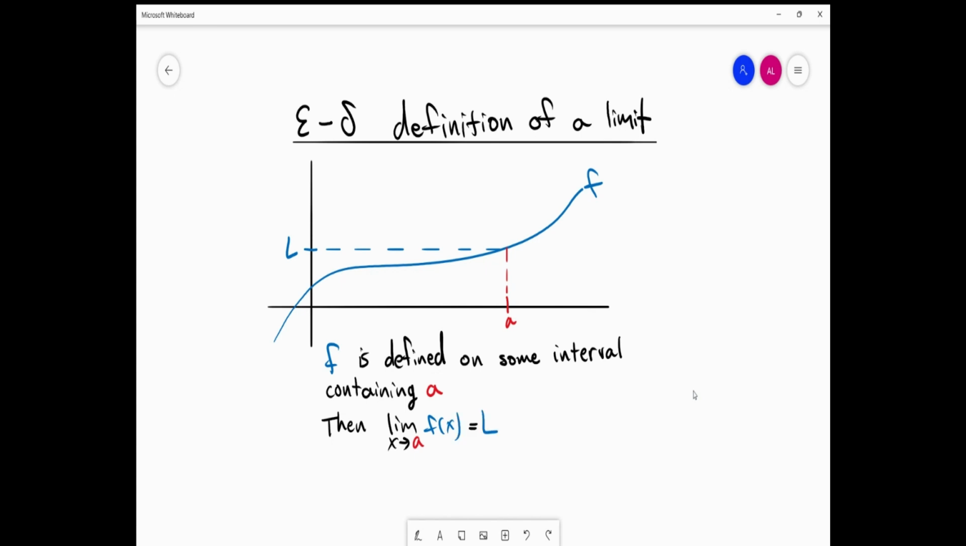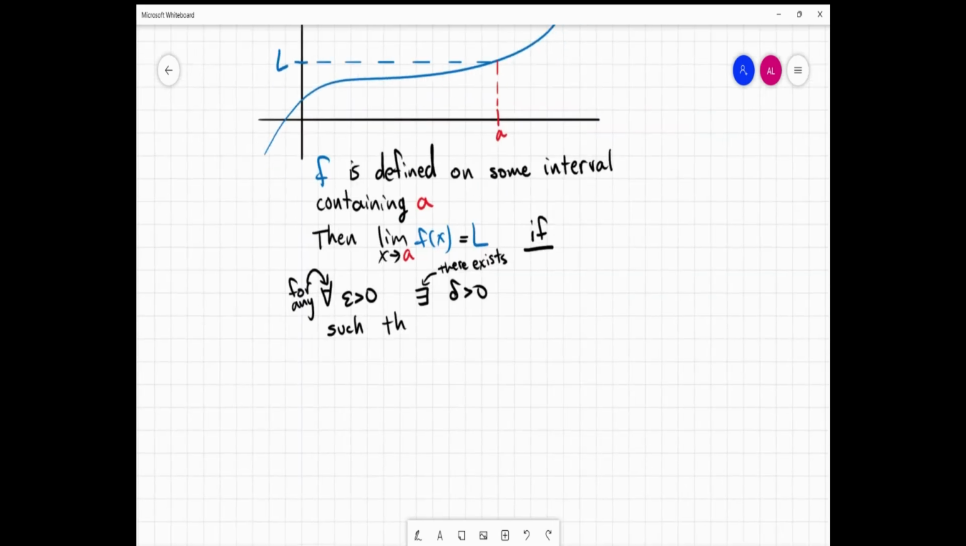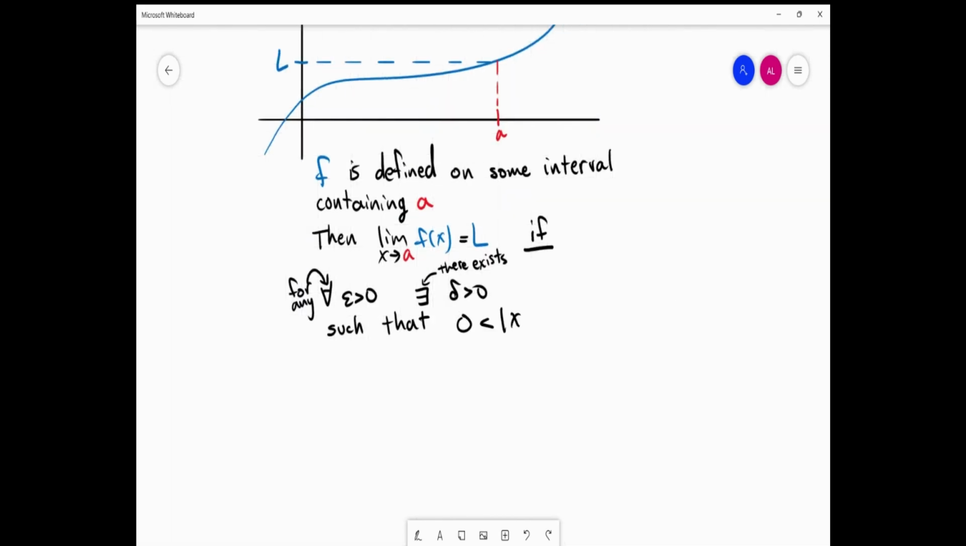So then, limit as x approaches a of f of x equals L. We can define this by saying that for any epsilon, where this upside down A is for any, there exists a delta. This backwards E is there exists, such that 0 is less than the absolute value of x minus a, which is less than delta, implies that 0 is less than the absolute value of f of x minus L, which is less than epsilon.